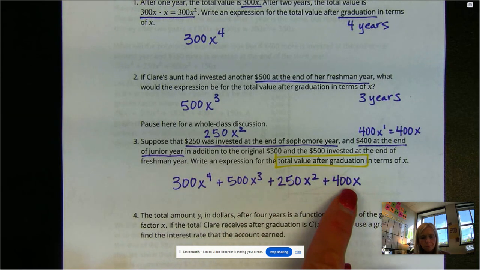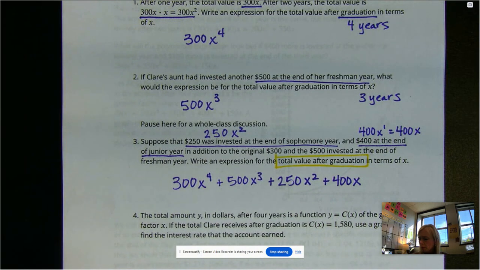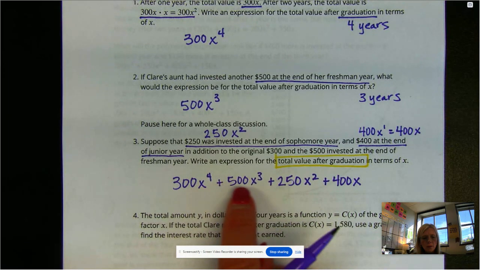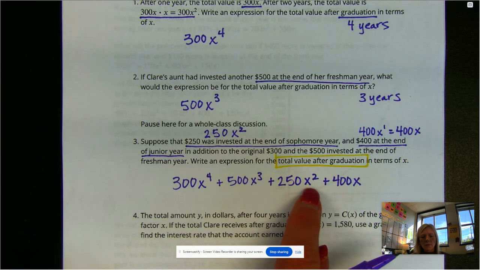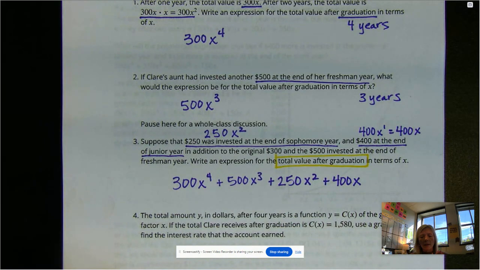Terms have different exponents on their variables, or different variable parts in them. Since this has x to the 4th, and x to the 3rd, and x to the 2nd, and then just x, those are all different terms, and none of those are like terms, because again, they have different exponents on the variable.